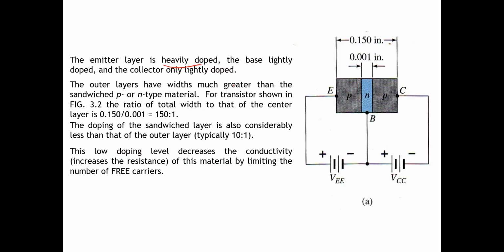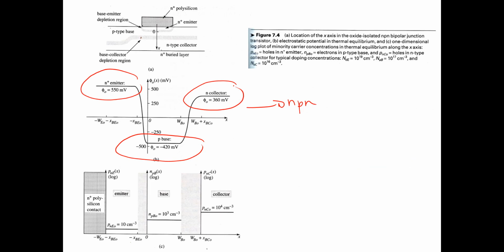Okay, so we can see from here that the emitter is highly doped, so the energy level is like here, and then the base is lightly doped. This is the NPN transistor, so the base is lightly doped, and then the collector is also lightly doped. So the energy between the emitter, base, and collector we can draw like this.